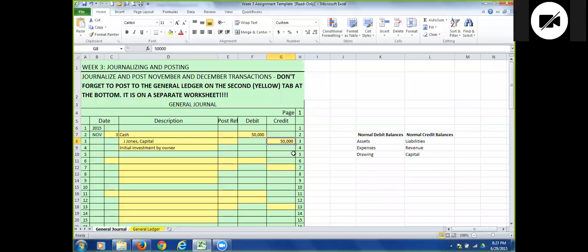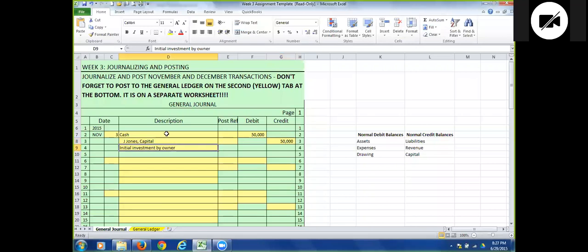Then, you can either do this one of two ways. You can do all the general journals and then post, or you can do a general journal, post, however you want to do it. I'm just going to show you right now how to do the posting so you have an idea. You should put something under there just to show what it is. Like I said, it can just be the gist of the transaction, like this one, initial investment by owner.